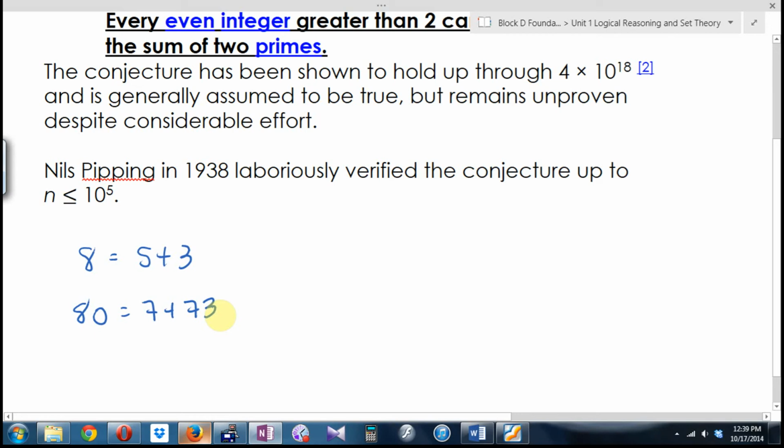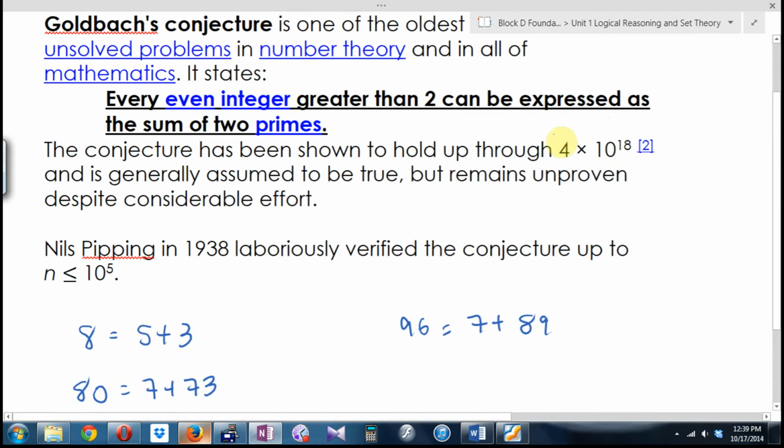Give me another even number between 2 and 100. 96. That can be written as 3 plus 93, doesn't work. 7 plus 89. Those are both prime. This has been checked up to 4 times 10 to the 18th power.